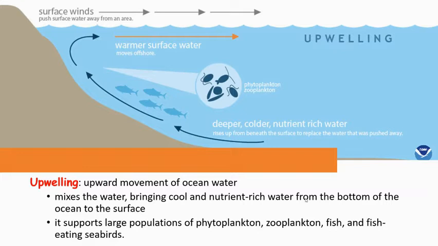So we're very concerned about upwelling, right? The upward movement of ocean water. It mixes the water, it brings nutrient rich water to the surface, and that can support large populations of plankton, fish, and fish eating seabirds, where the water is both nutrient rich and the surface air is warmer.